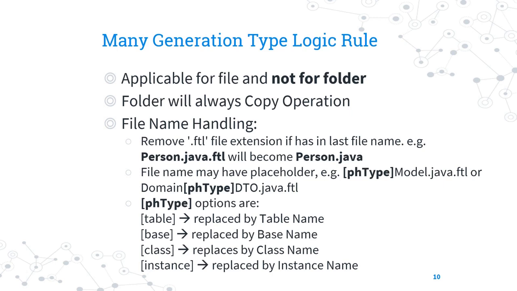The third is the square bracket with the class inside it, then it will be replaced by the class name. The last is square bracket with instance inside it, then it will be replaced by the instance name. So this will be processed during the generation process.